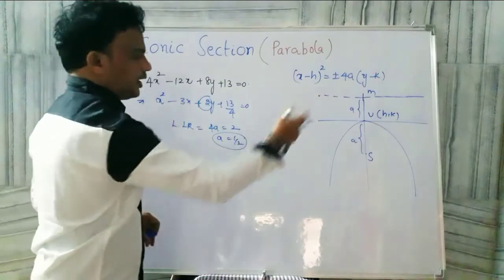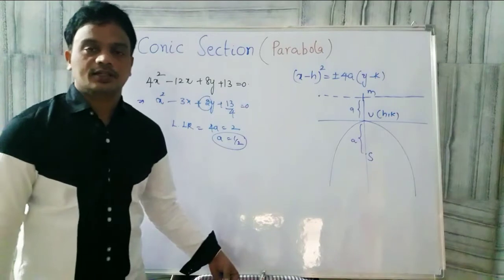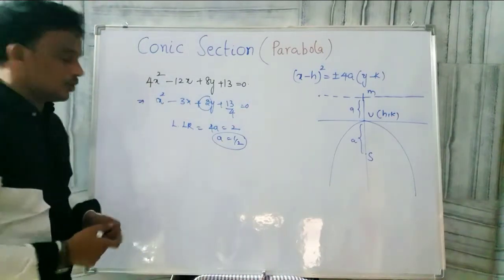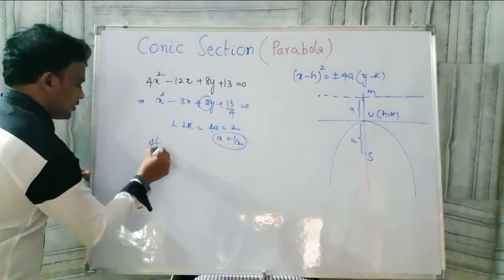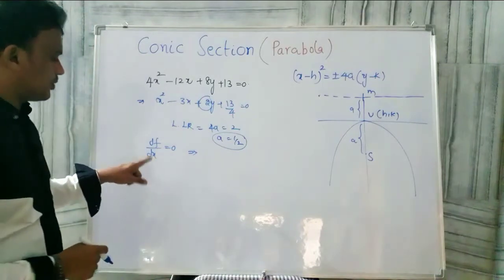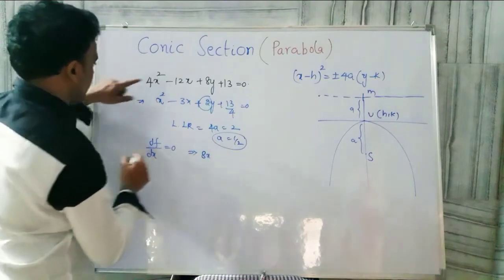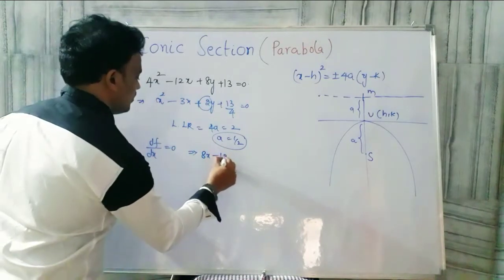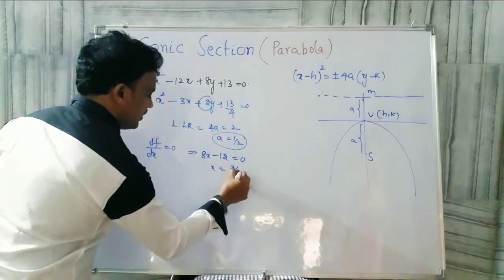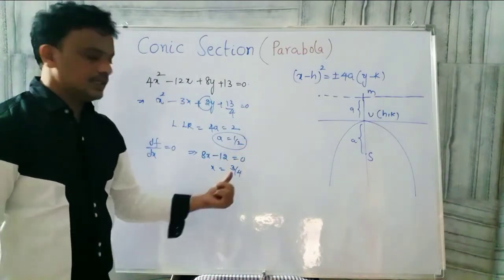Okay, first of all I am going to get the vertex. In the previous model, we took the partial derivative with respect to y. Now the variable x has the second degree, so I take the partial derivative with respect to x. ∂f/∂x = 0, with y treated as constant, which gives 8x minus 12 equals 0. So x equals 3 by 4. That means the x coordinate of the vertex is 3 by 4.